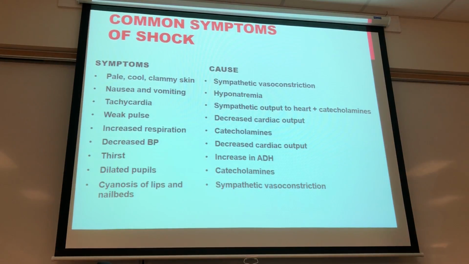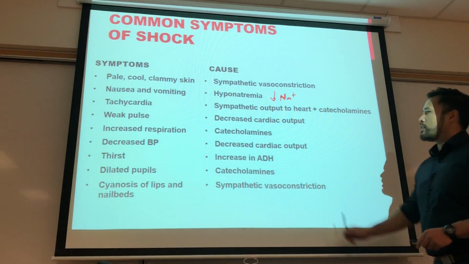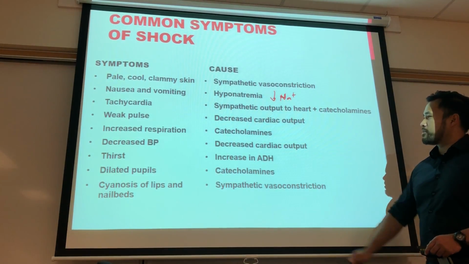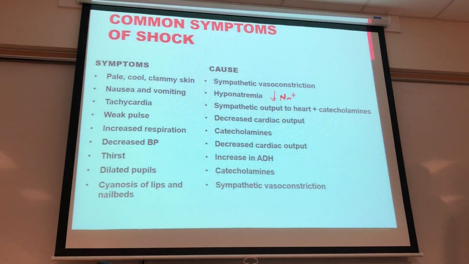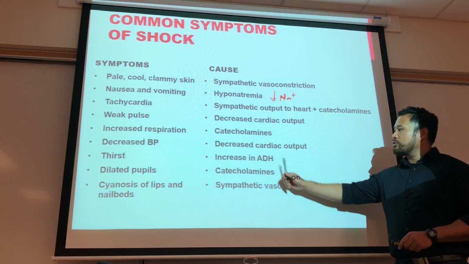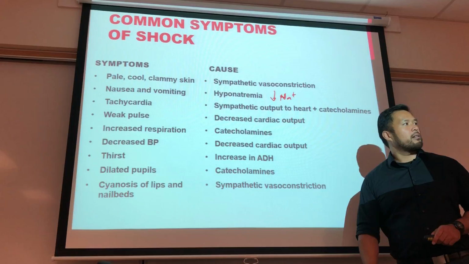Nausea and vomiting, typically due to low sodium, hyponatremia. Tachycardia should be self-explanatory. Weak pulse, again, self-explanatory. Increased respiration is due to all the catecholamines, again, epinephrine and norepinephrine flowing through the circulatory system. Decreased cardiac output, again, self-explanatory. Thirst is the increase in ADH. If you have increased ADH, increased antidiuretic hormone, that's going to drive the thirst centers in the medulla oblongata.